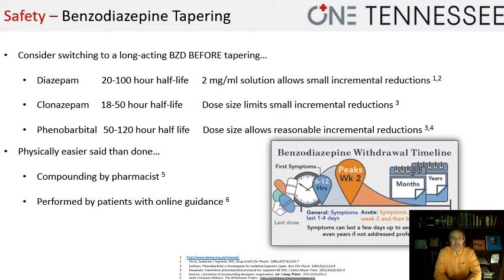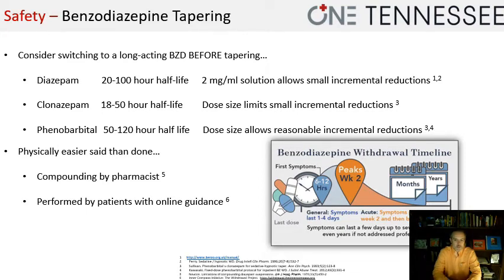And then there's phenobarbital, not used as much as the other two above, but it has a half-life of 50 to 120 hours, and the dose size allows reasonable incremental reductions. But typically the easiest way is the 2 mg/mL solution because that's more manageable for the patients. Physically, it's easier said than done. This needs to be compounded typically by a pharmacist, and then performed by patients with online guidance or very detailed written instructions.